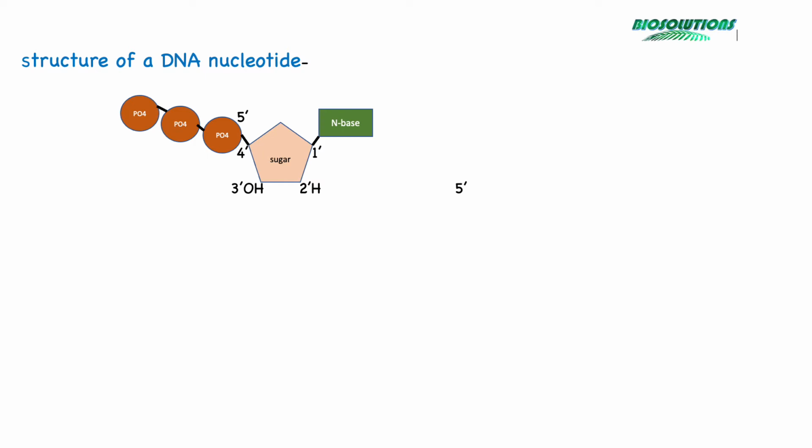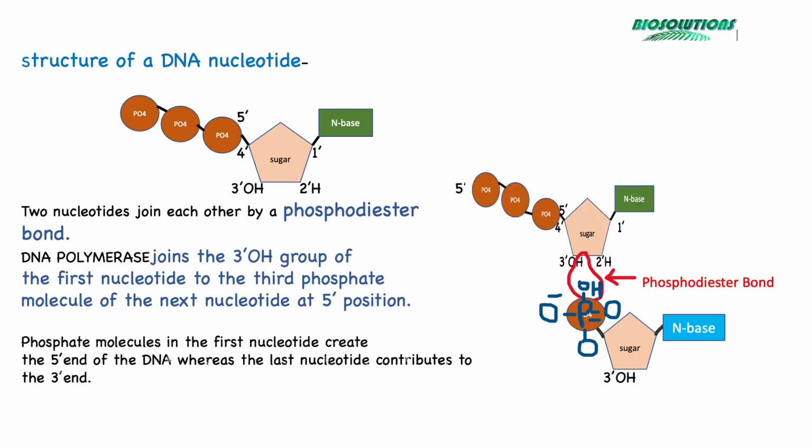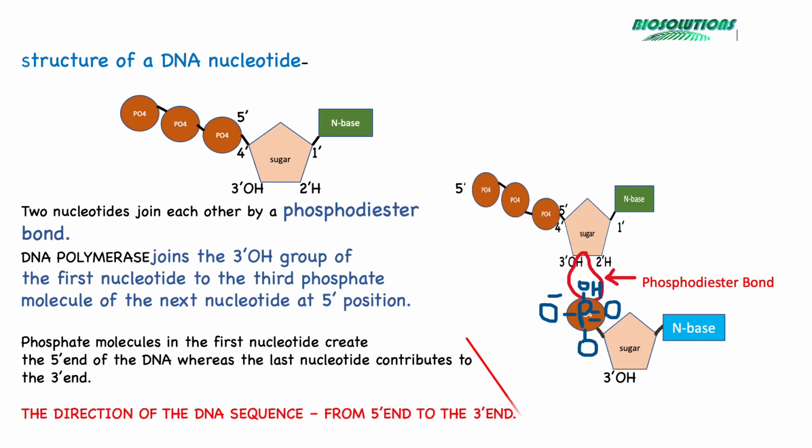One nucleotide is joined to the next one by DNA polymerase enzyme. The 3' OH group of the first nucleotide and the phosphate group on the 5th carbon of the next nucleotide are involved in creating a covalent phosphodiester bond by eliminating a water molecule. This is how a polynucleotide DNA molecule begins with 5' phosphate of the first nucleotide and ends at 3' OH group of the last nucleotide.